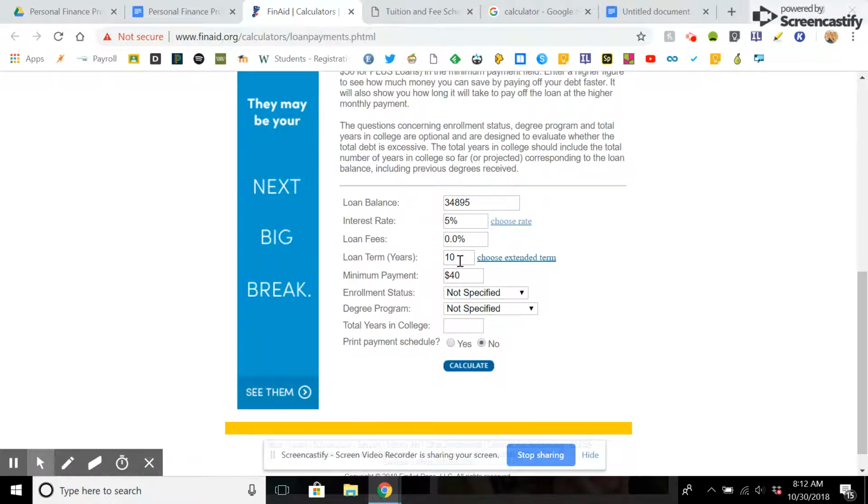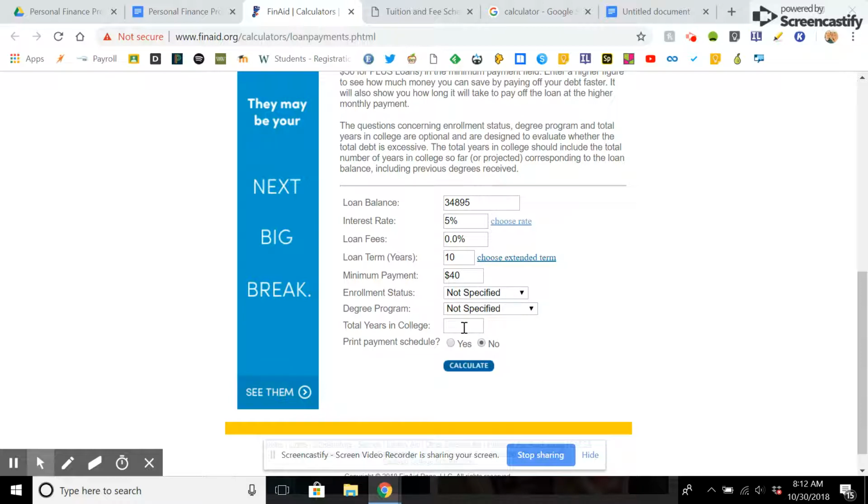That's a pretty normal loan term. Most people try to pay their student loans off in 10 years. If this number is extremely high, like if you're going to have to borrow like $100,000, then you obviously are going to have to pay on it more than 10 years. But for my purposes, $34,000, I can pay this off in 10 years, okay?